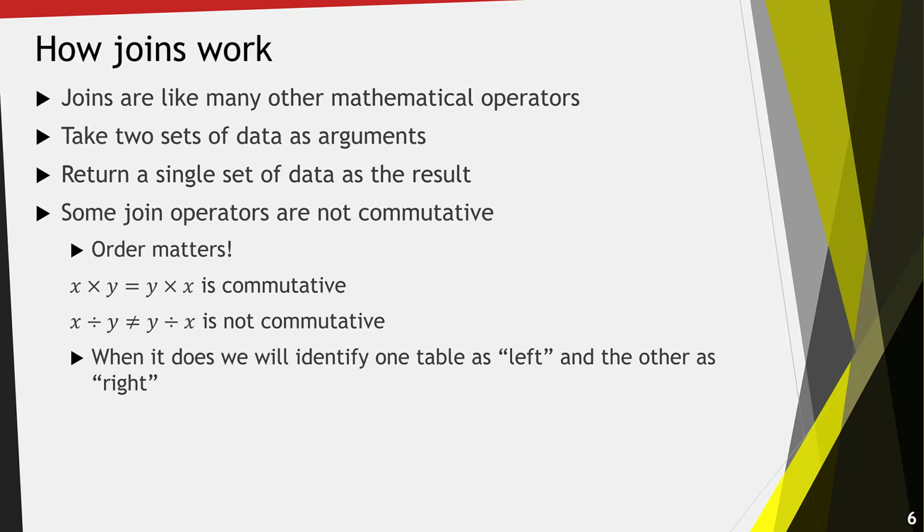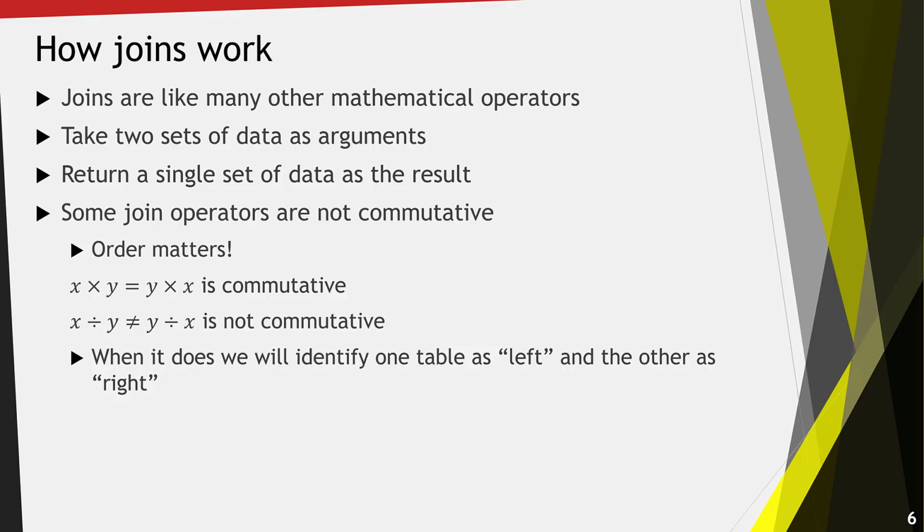How is it that joins work? As I said, they work like many other mathematical operators. A join takes two sets of data as its arguments, and it returns a single set of data as the result. Unlike some of the mathematical operators you're familiar with, join operators may not be commutative, so the order matters.